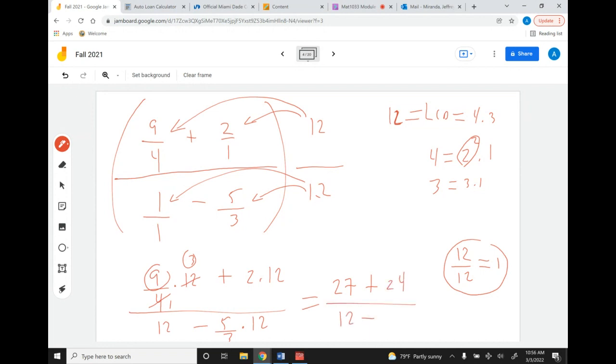Now 12 minus, notice here, this is 3. I can divide this by 3, I get 1. 12 divided by 3, I get 4. 4 times negative 5 is negative 20. Okay, so now what do I have? Give me 1 second here. I need to erase this. And I'm going to add them. 4 and 7 is 11, carry 1.